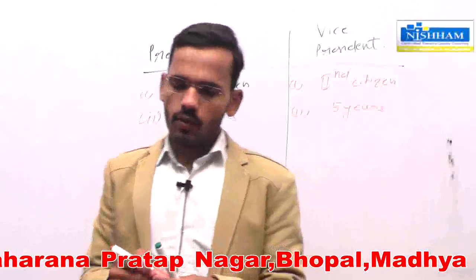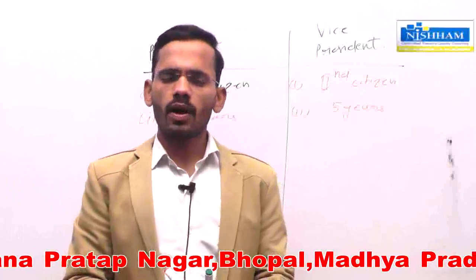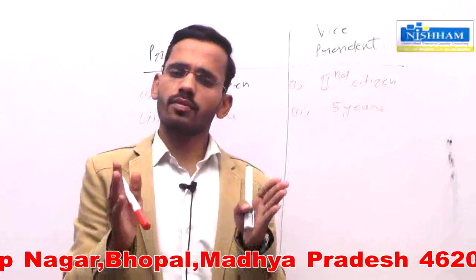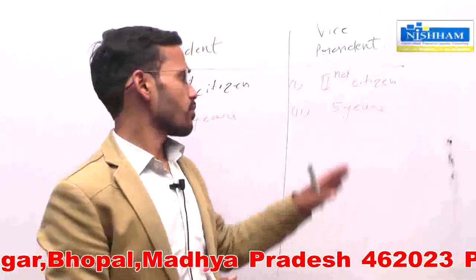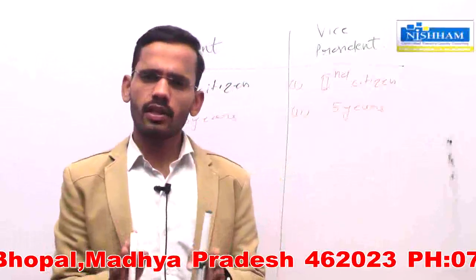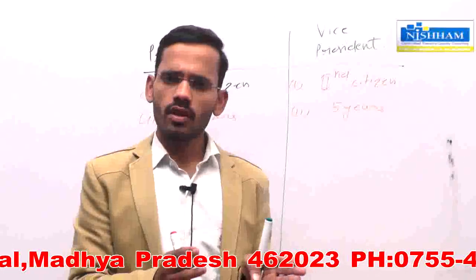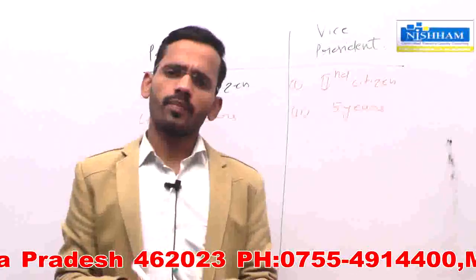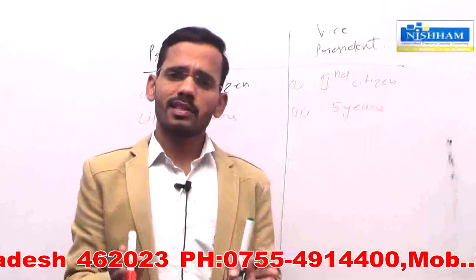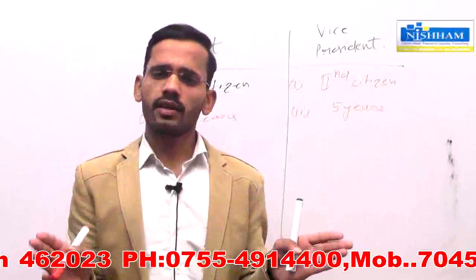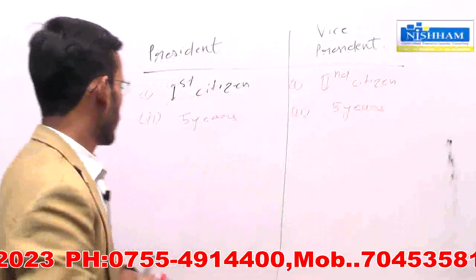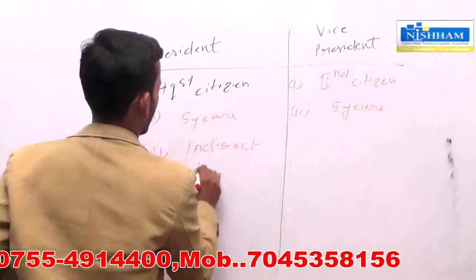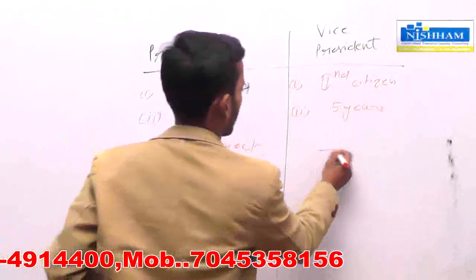Now we are required to know the electoral college of the president. What does electoral college mean? Electoral college means the people who will cast the vote for the president and the people who will cast the vote for the vice president. Actually the election of both the president and vice president takes place by the indirect method. What does indirect method mean? Indirect method means that normal people, the common people, will not be casting their vote in the election of the president and the vice president.